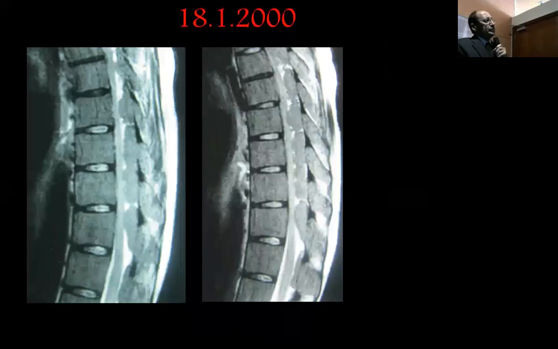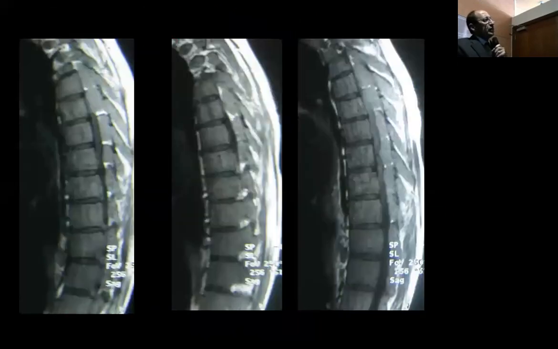T2 weighted also. This is an epidural mass because it is compressing the CSF from the outside, which indicates this is an extramedullary extradural mass. Next. This is T1 weighted. If you can see here, the mass is encroaching upon the cord, and there's no bony destruction. It's an expansile lesion with no bony destruction.